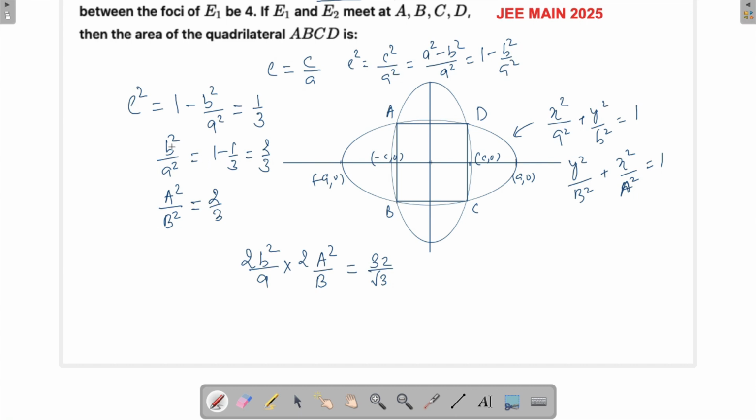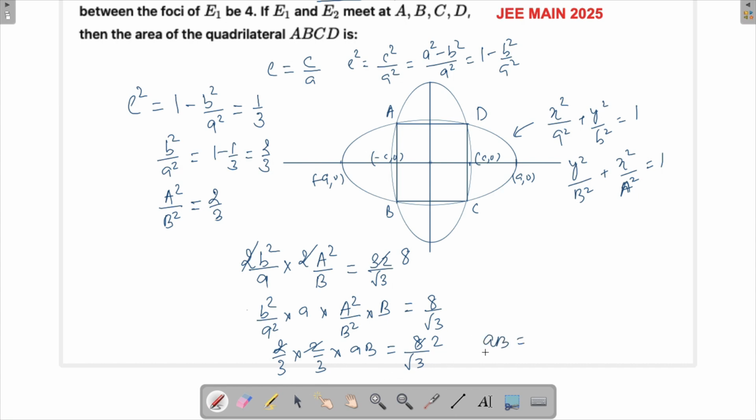Now, as we did before, we can manipulate this further. Let's first cancel out and we get 8 here. This b square upon a, I will write as b square by a square into a, and I'll write this as a square upon b square into b, so that I can make use of this here, which will be equal to 8 by root 3. Now this is also 2 by 3, this is also 2 by 3, so this is 2 by 3 into 2 by 3 into ab, which is equal to 8 by root 3. So ab is going to be equal to 6 root 3 right now.